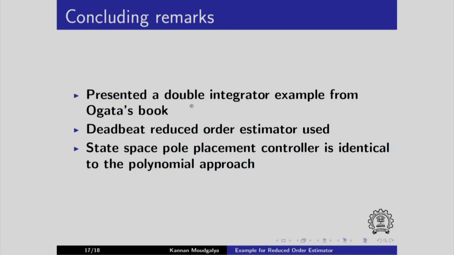To conclude, we presented a double integrator example from Ogata's book. We used deadbeat reduced order estimator. The state space pole placement controller is identical to the polynomial approach.